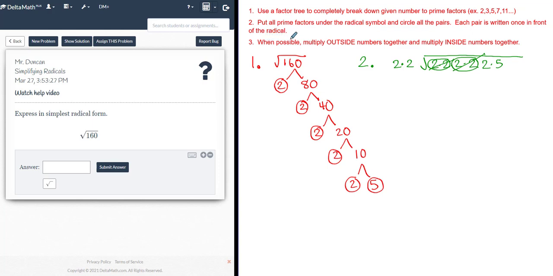And number 3, when possible, multiply the outside numbers together and multiply the inside numbers together. So really step number 3 is just simplifying this. So 2 times 2, that would simplify to 4 root. And then the 2 times 5 would simplify to 10. So our final answer is 4 root 10.